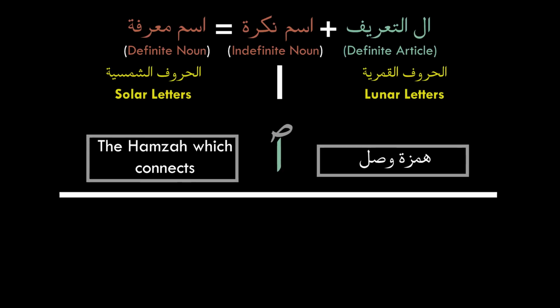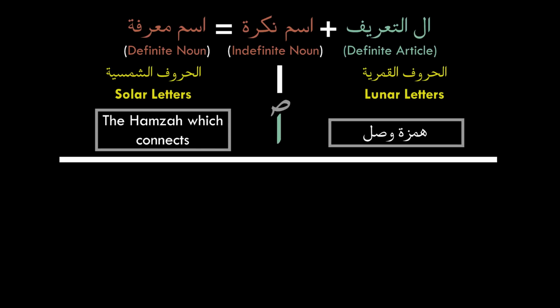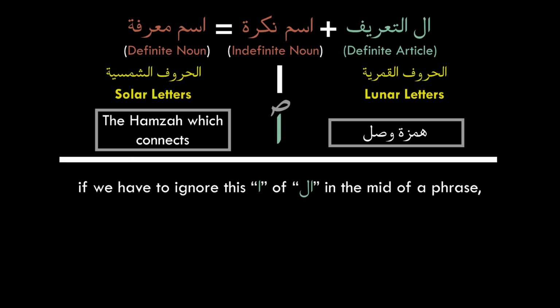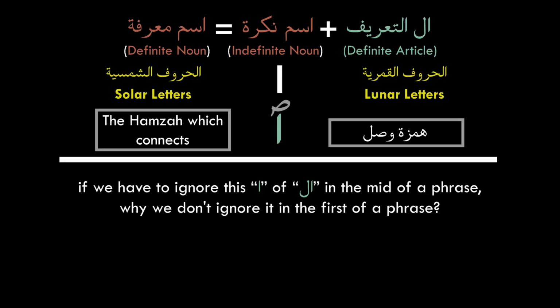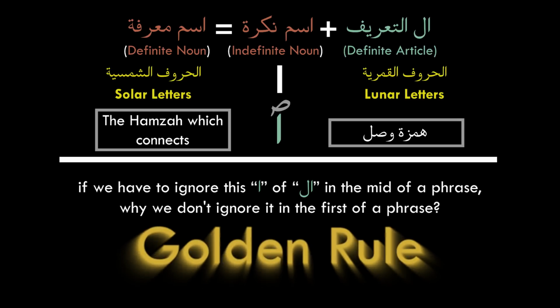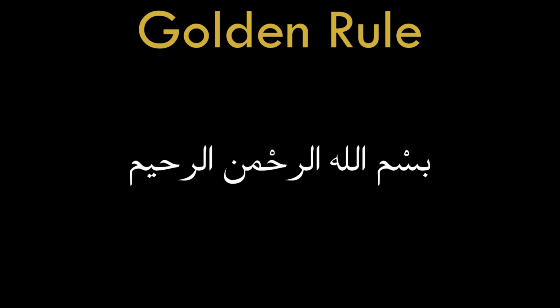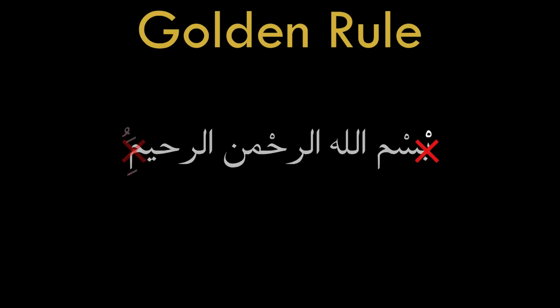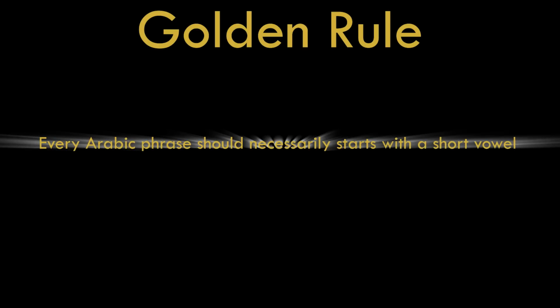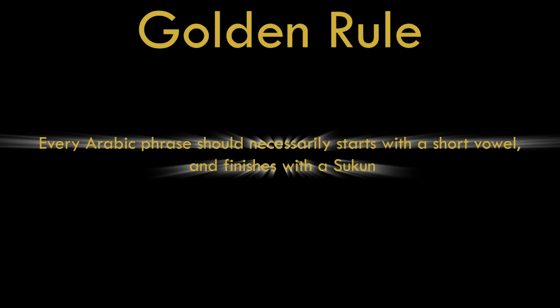Finally, that takes us to the most important question in this lesson. If we have to ignore this alif of al in the middle of a phrase, why don't we ignore it at the start of a phrase, and we instead pronounce it normally? And the answer will lead us directly to our golden rule. Our golden rule says any Arabic phrase can't start with a sukoon and can't end with a short vowel. That means every Arabic phrase should necessarily start with a short vowel and finish with a sukoon.